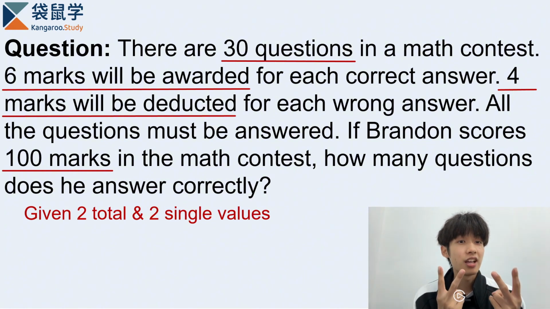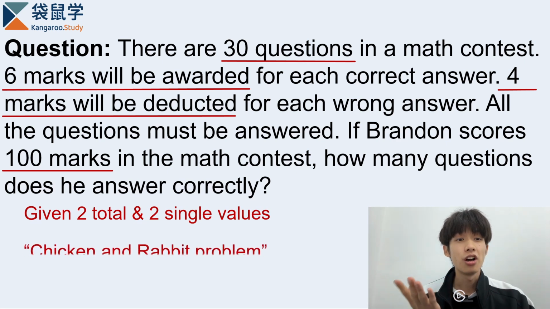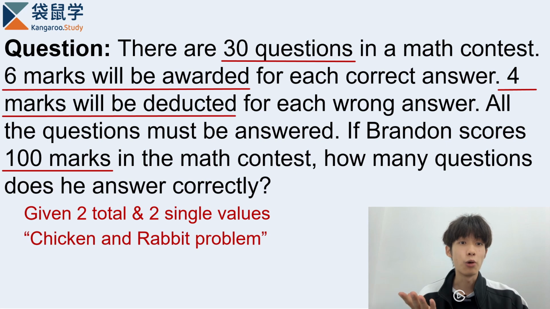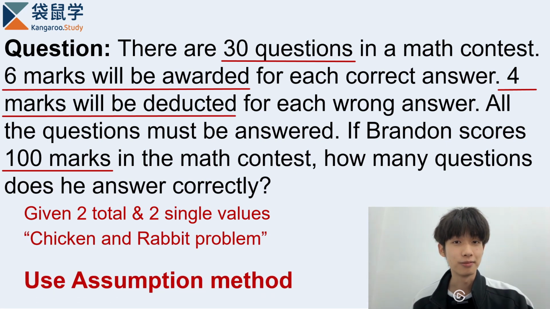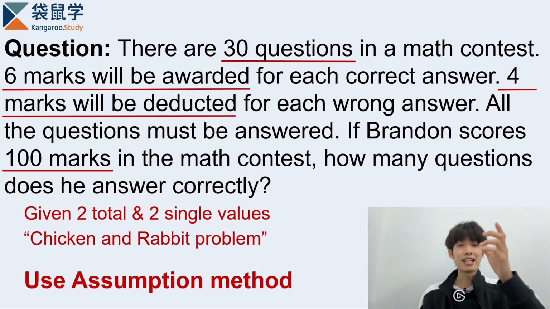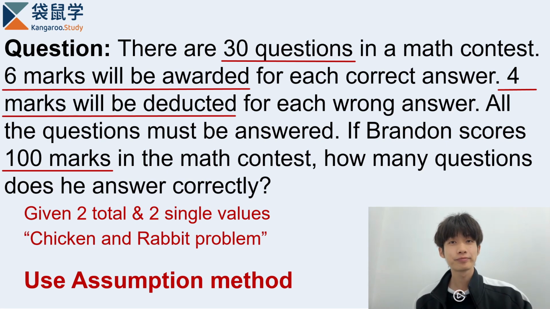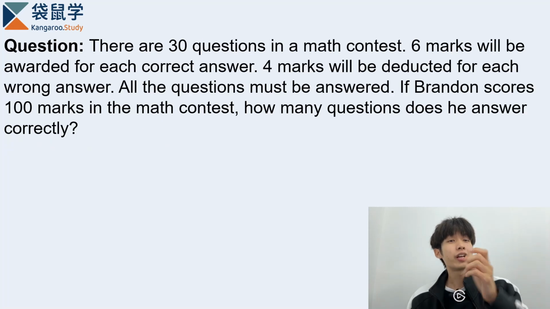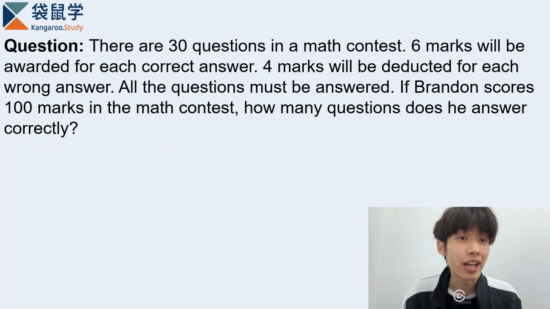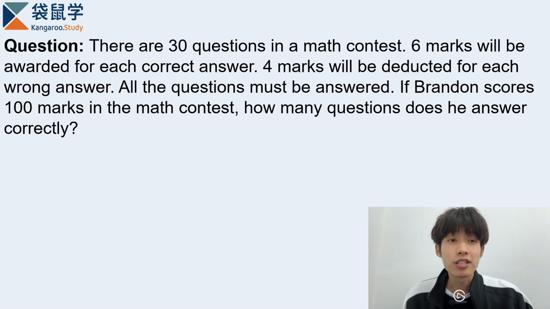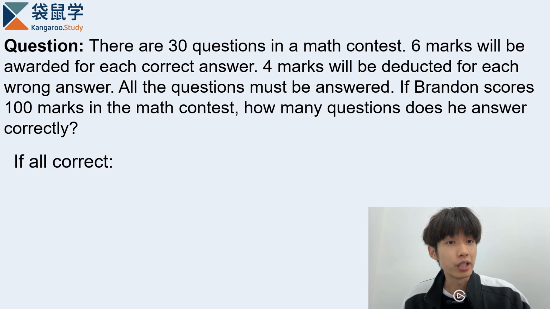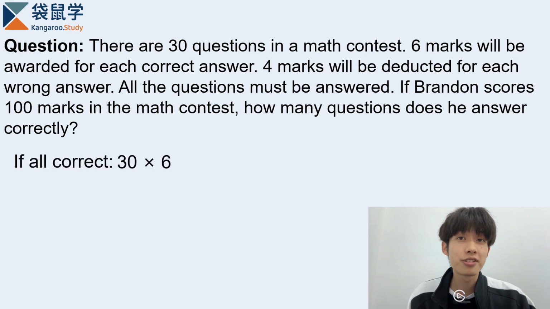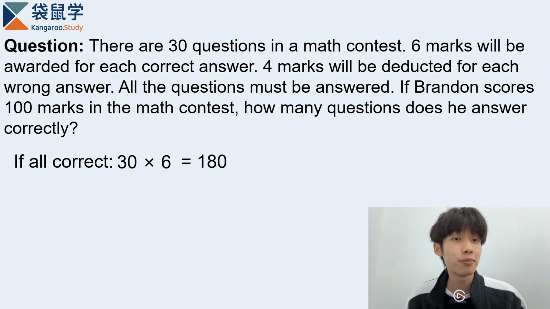What is this kind of question? We can also call this question a chicken and rabbit problem. And whenever we see a chicken and rabbit problem, we can use the assumption method. Here, let's try to use this method. So first, we can assume the questions are all correct. If the questions are all correct, how many marks will he get? He will get 30 times 6 equals 180 marks.